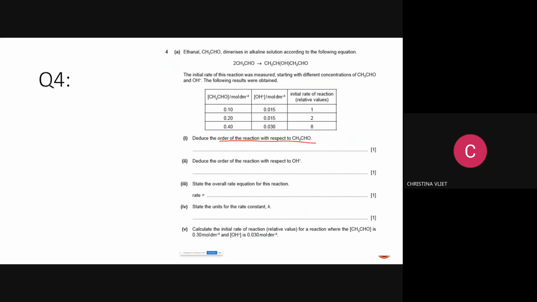1 and 2. So 0.2 over 0.1 equals 2 over 1. So 2 equals 2.